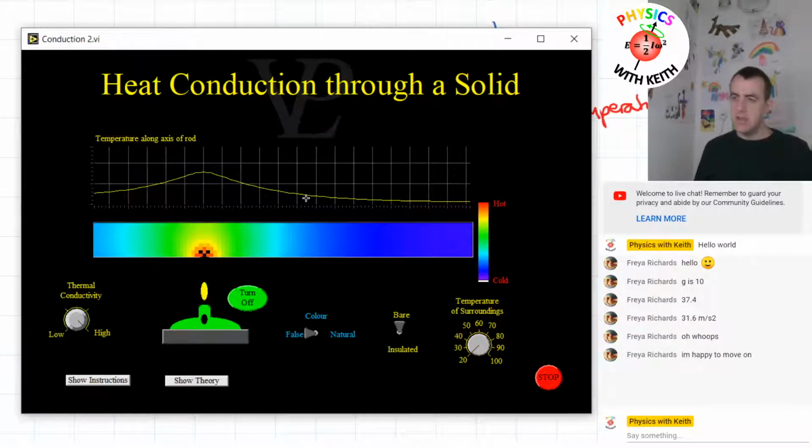What do you think? I'm putting heat in, but the bar's getting no hotter. What do you think's going on here?